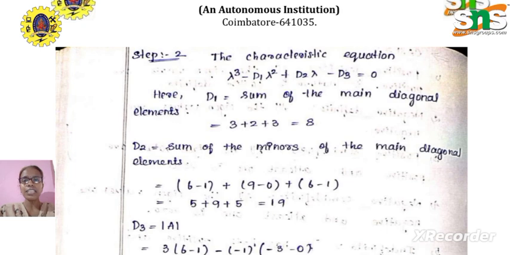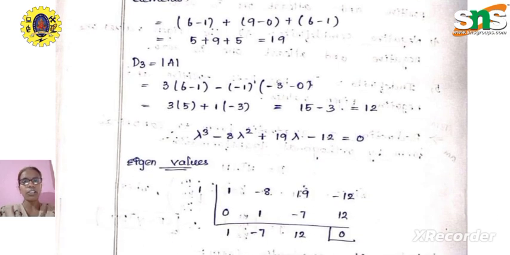And the third thing is the determinant of A. We know how to find the determinant of a 3 cross 3 matrix, right? Which is nothing but 12. So we already know that concept; that's why I told the answer directly. Just replace d1, d2, d3 in the characteristic equation. So we are going to get the equation in the form lambda cube minus 8 lambda square plus 19 lambda minus 12 equal to 0. That is the equation we are getting.